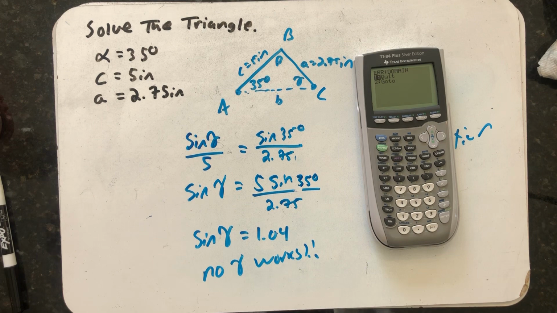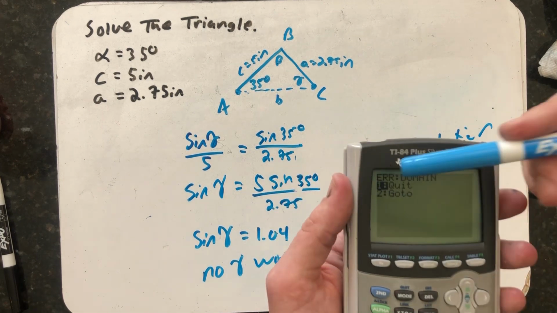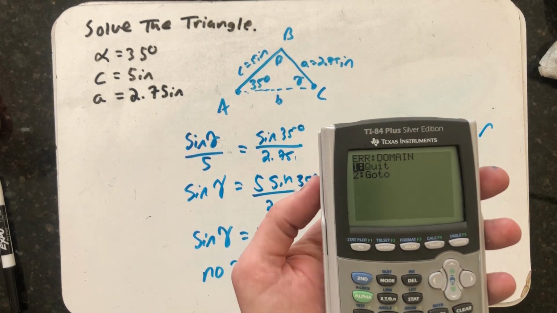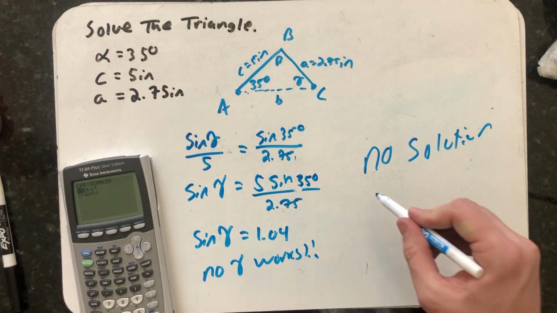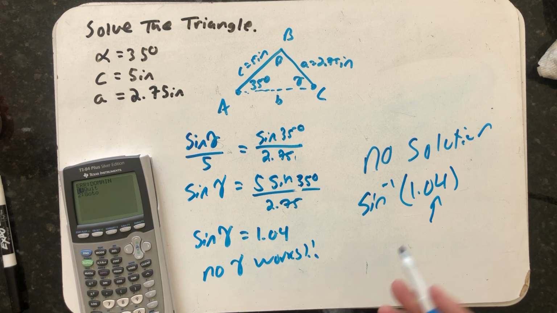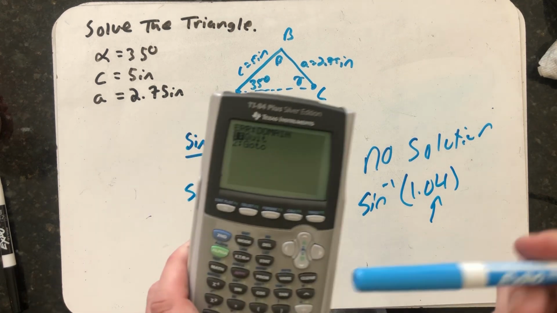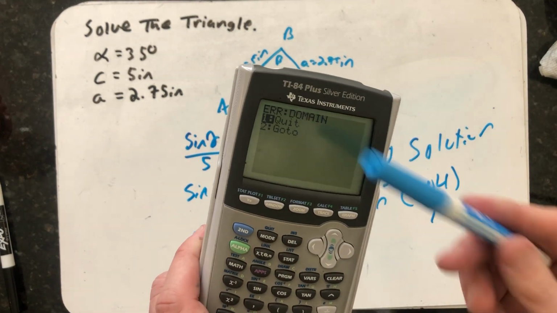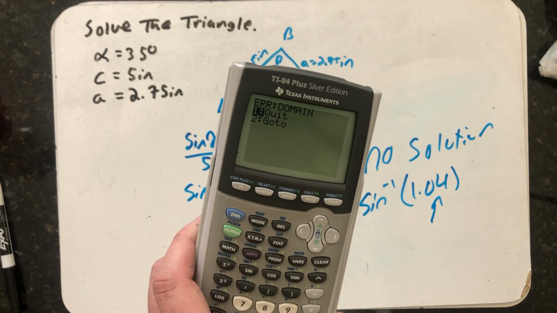There's been an error, and the error is in the domain of the inverse sine function, because inverse sine cannot take in a number bigger than 1. So even if we're having a very bad day, our calculators are going to say, hey, we can't do this. There's no solution to this triangle.